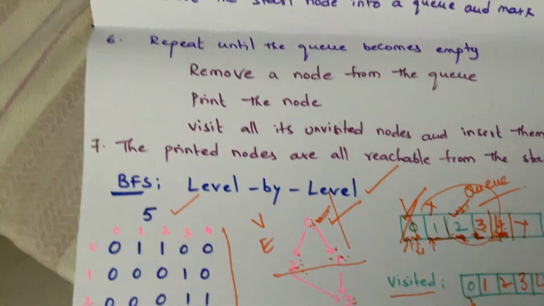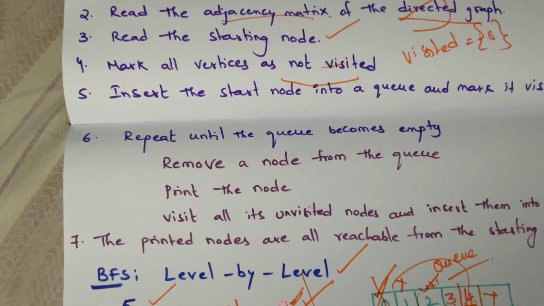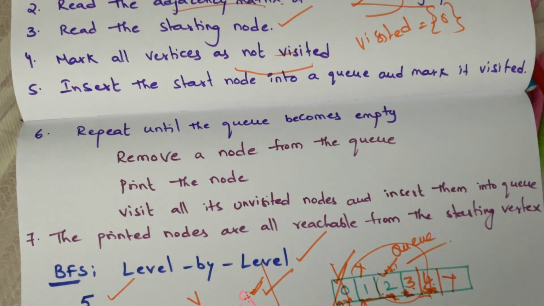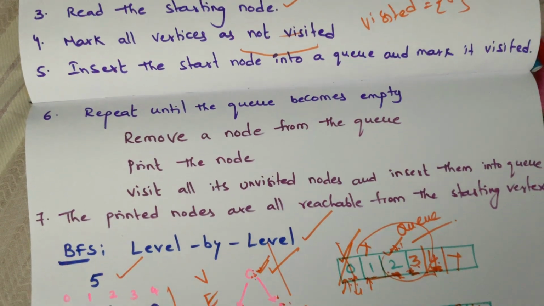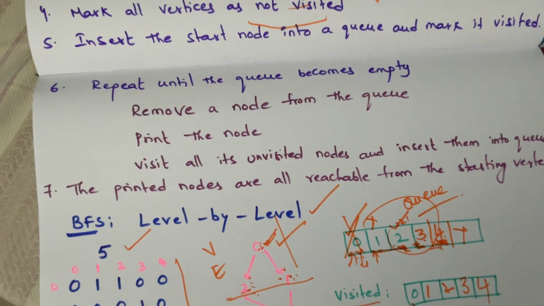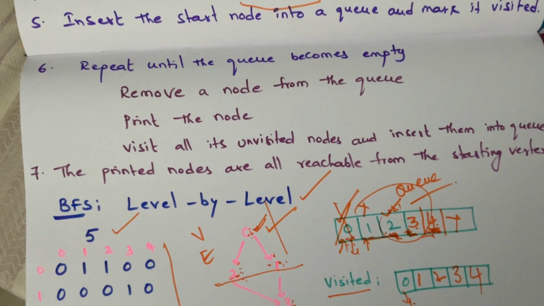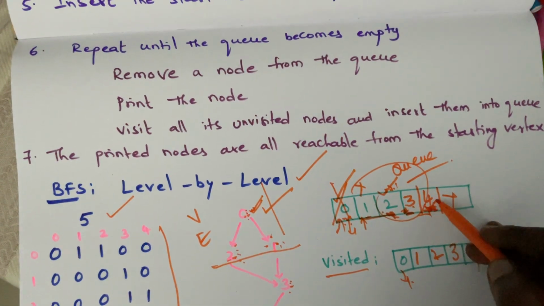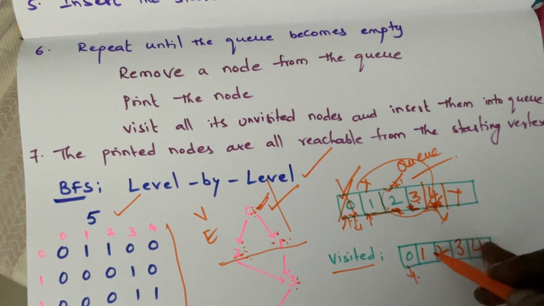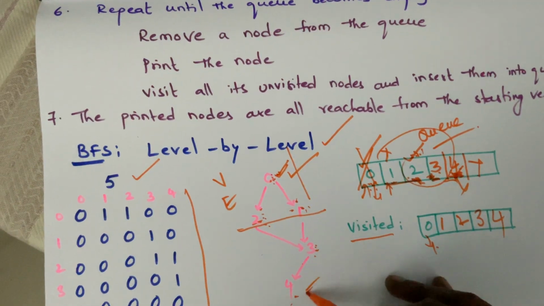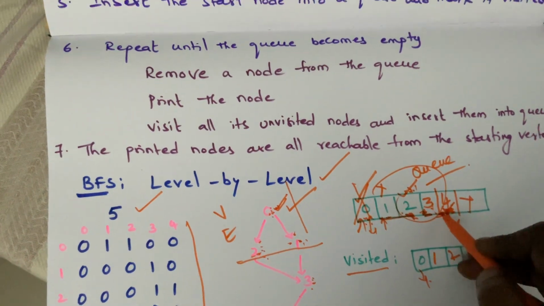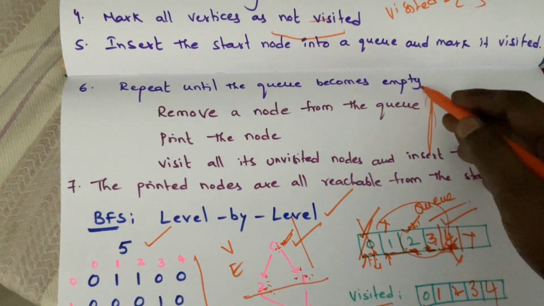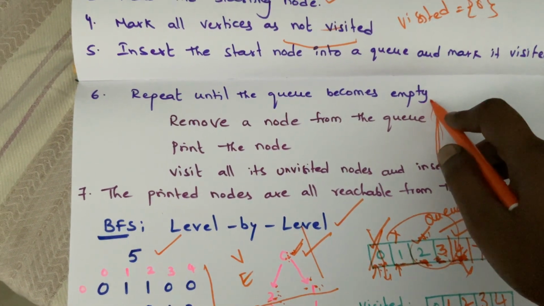empty, now look at the algorithm that I have done. Look at the 5th step: insert the start node into a queue and mark it as visited. That is what we did. And we repeated the same steps until queue becomes empty. So once you are done with exploration for 4, you have to remove this 4. As we did not find any exploring vertex, you have to remove this 4. Now queue will become empty. So this process will stop once queue is empty.